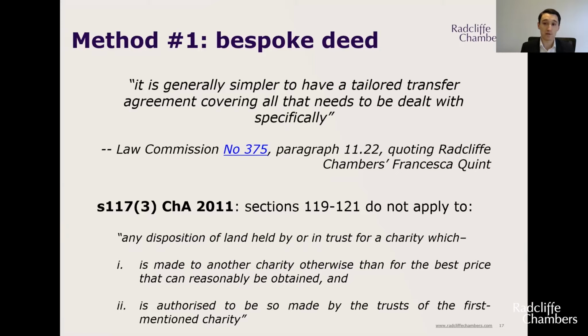As Section 117.3 confirms, these rules don't apply if the transfer is to another charity for less than market value and the governing document authorises the transfer. So if you're relying on an express power, this might protect you. Similarly, Section 117 has a caveat for transfers by scheme, so you might be able to get around it that way. But for those who don't want to or can't draft their own bespoke transfer deed, there are other options available.